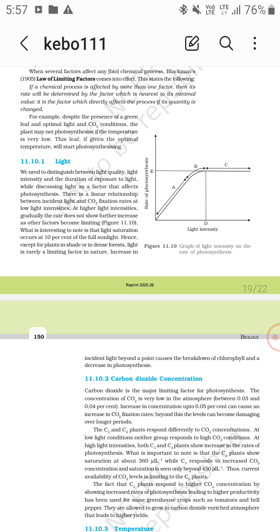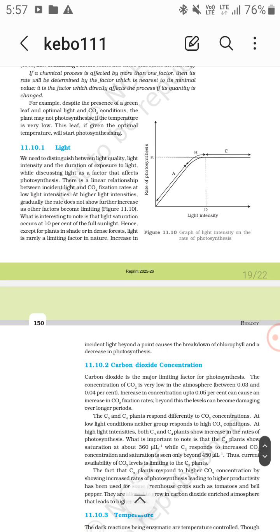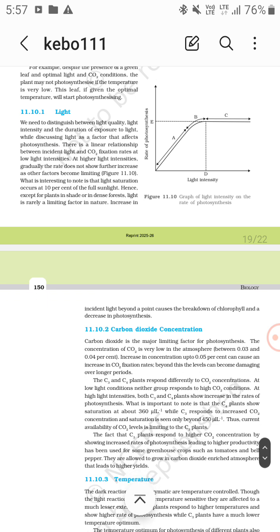Okay, why is it not increased? Because other factors, maybe water, temperature, are getting limited, the limiting factor. Now the light saturation occurs at only 10% of the full sunlight. Hence, except for plants in shade or in dense forest, light is rarely a limiting factor. So there is always light. The plants do not have to worry about this, except the plants found in shade or in dense forest. Now increase in incident light beyond a point causes the breakdown of chlorophyll.